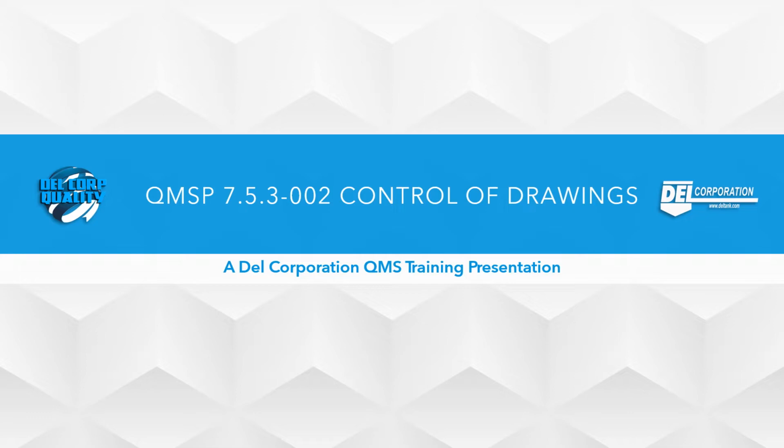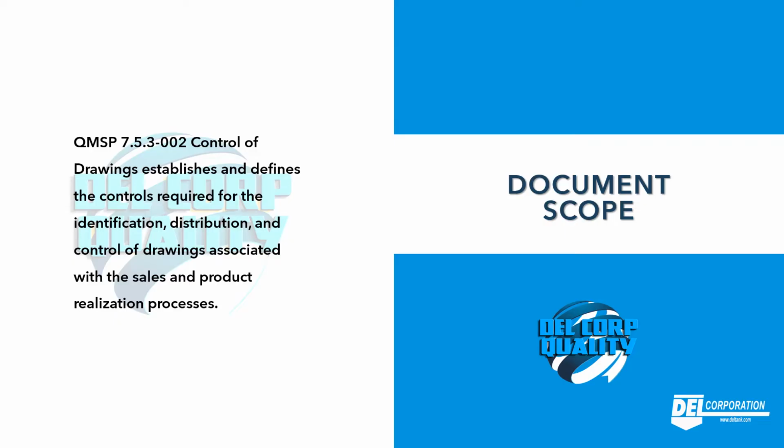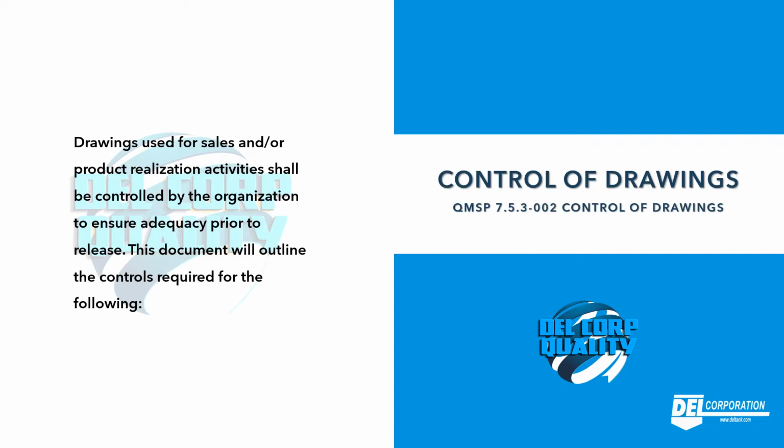7.5.3-002 Control of Drawings. QMSP 7.5.3-002 Control of Drawings establishes and defines the controls required for the identification, distribution, and control of drawings associated with the sales and product realization processes. Drawings used for sales and/or product realization activities shall be controlled by the organization to ensure adequacy prior to release.